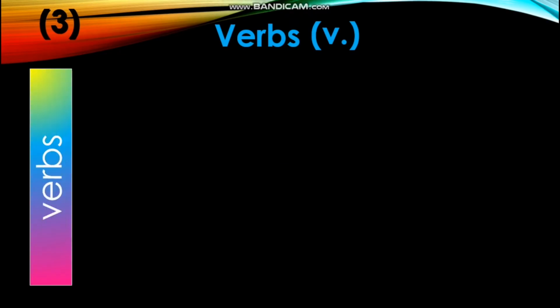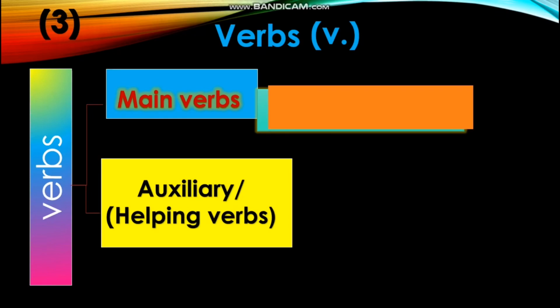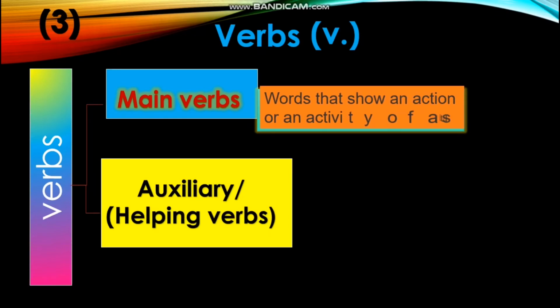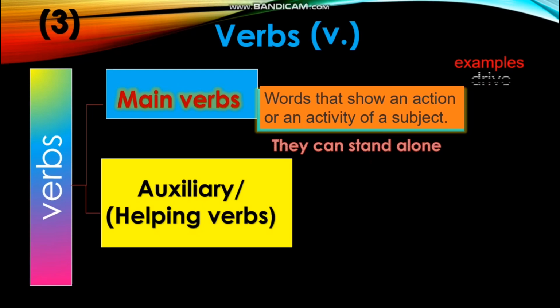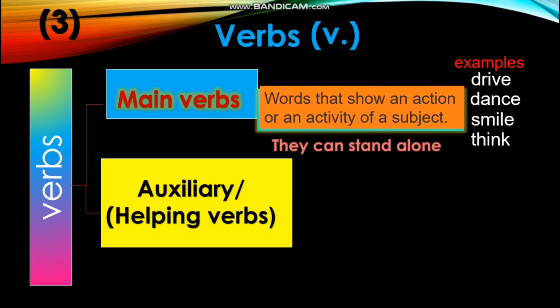Verbs. They are divided into two parts: main verbs and auxiliary or helping verbs. Main verbs show action or activity of a subject. They can stand alone without the help of any other verbs. Examples: drive, dance, smile, think. All these words can stand alone and give a complete meaning in a sentence.